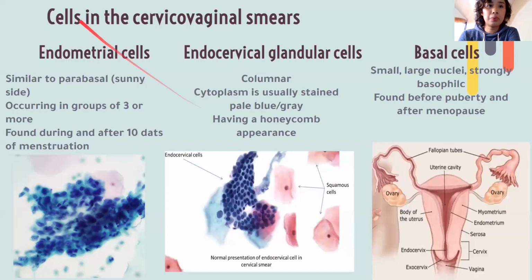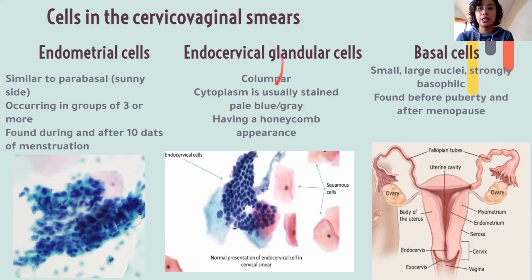So, class, normal cells pa, endometrial cells. So, endometrial, andito, endometrium, andito sa may uterus area. Yan, so parang sunny side up daw rin kasi similar to parabasal. They occur in groups of 3 or more. Found during and after 10 days of menstruation. Hindi ba guys, pag nagme-menstruate, ang nagsa-slough off is yung endometrial cell. Kasi kumakapal nga yung uterus pag nagkaka-menstruation. So pag walang naging implantation, hindi nag-meet yung egg at saka yung sperm, magsa-slough off siya, ninipis siya in the process of menstruation. So marami ang endometrial cells guys during and after menstruation.